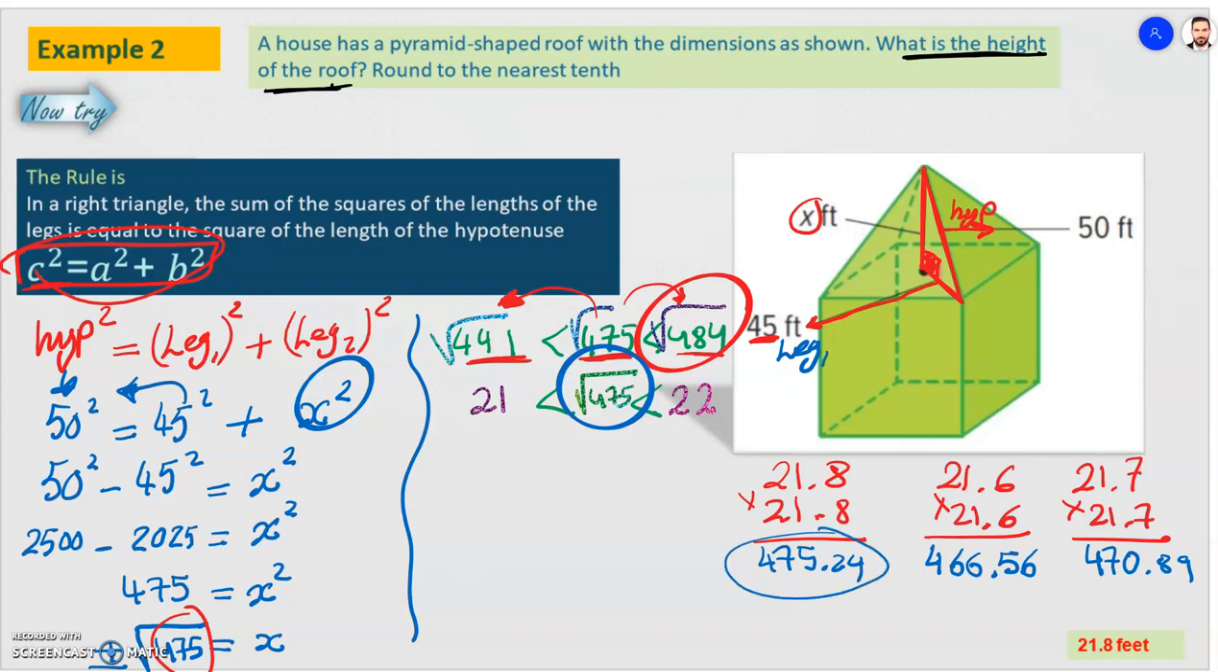That's why I will write here x is about positive or negative. Now I'm not using negative, I will use only positive because it's a dimension inside a pyramid, which is a square pyramid here. A house has a pyramid as the shape of the roof. So x is a positive what? 21.8. This is the height of the roof, this part.